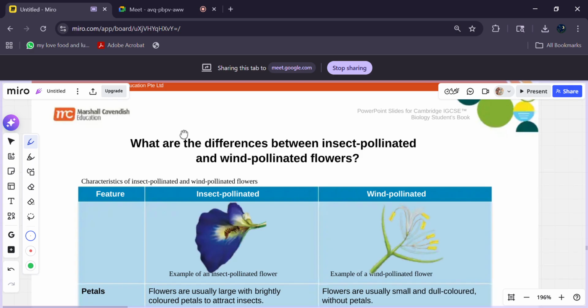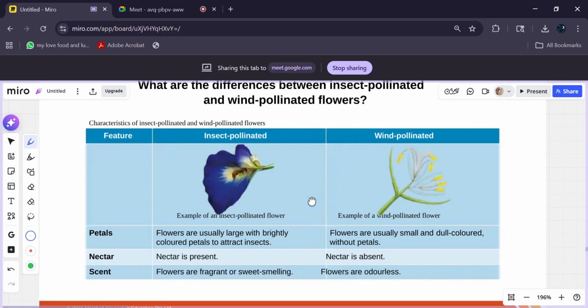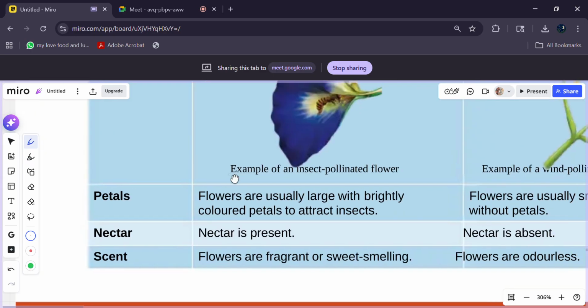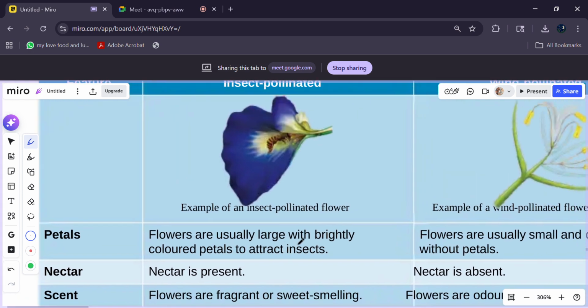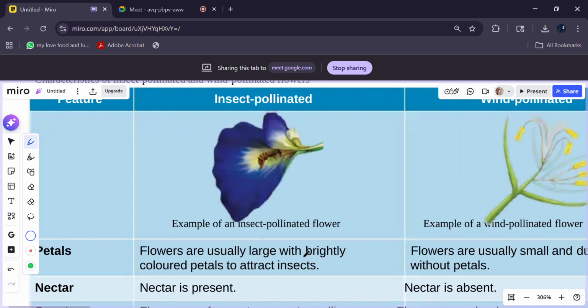So what are the differences between insect pollinated and wind pollinated flowers? Well, insect pollinated flowers usually have brightly colored petals to attract insects, and they also produce scent. Nectar is present, and the flowers are fragrant or sweet smelling. You know those perfumes you see? They are actually made with insect pollinated flowers. Because these flowers are fragrant and sweet smelling, people use them to create perfumes.